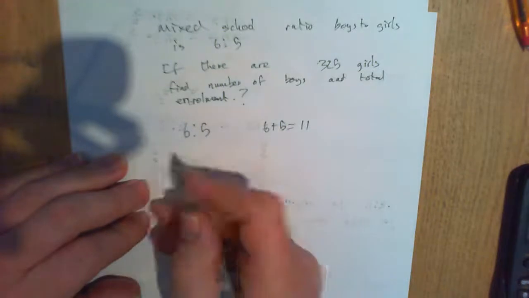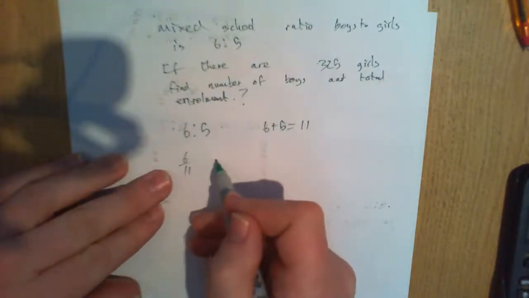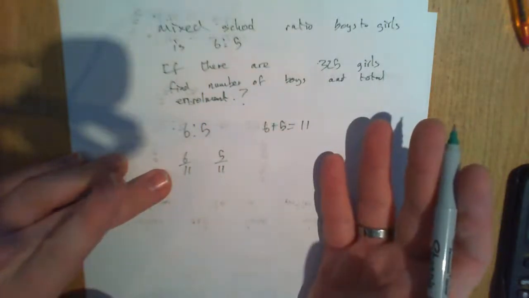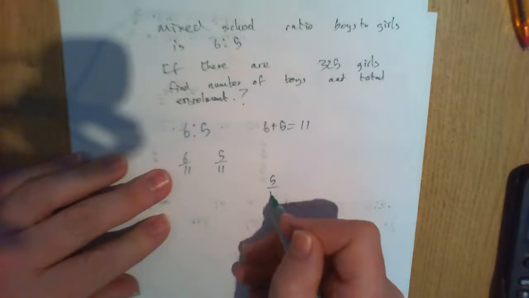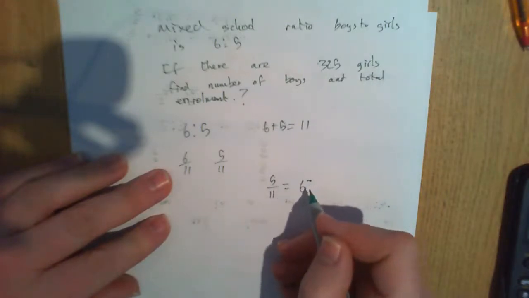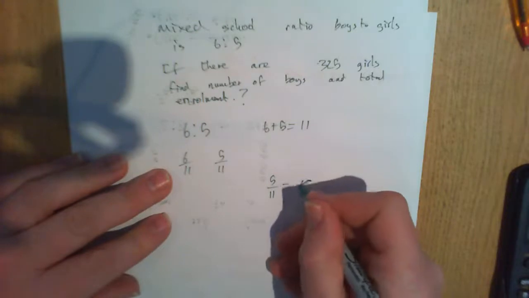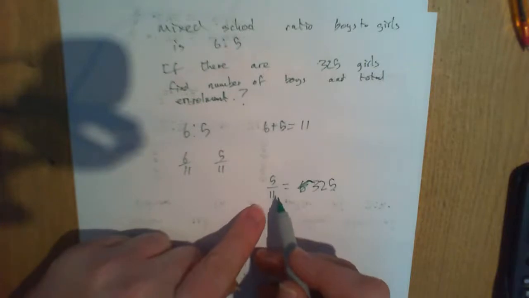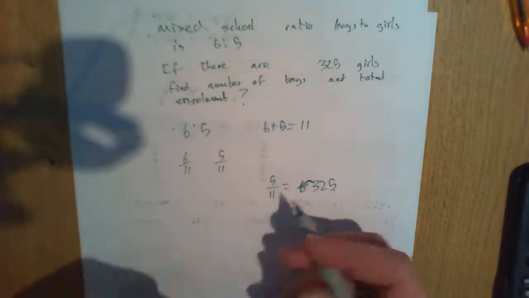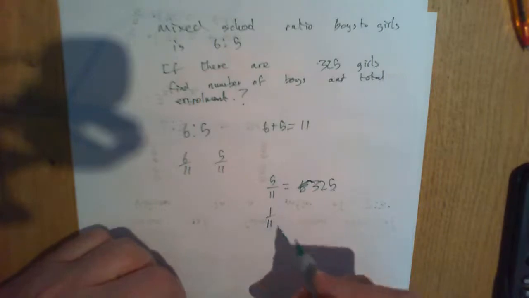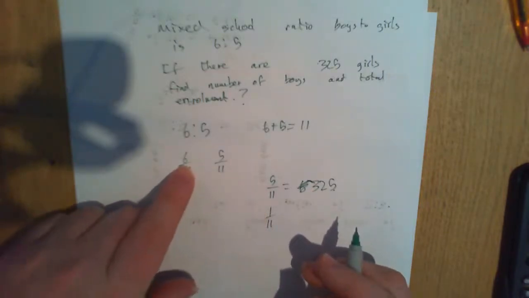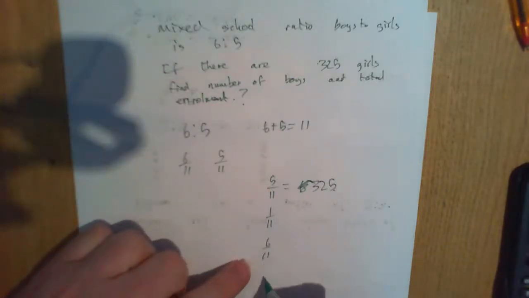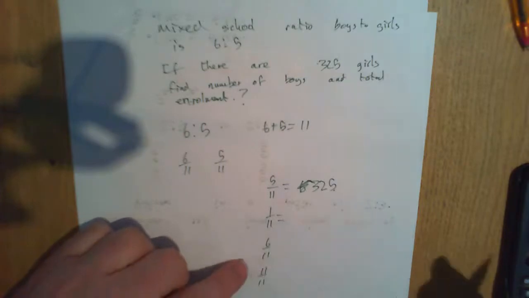So I want to know, first of all, what 1/11 is. Because if I know what 1/11 is, it's easy to find 6/11s, and obviously then it's also easy to find the total, which would be 11/11s. So 6/11s and then 11/11s. So let's find 1/11. So how would I find it? Well, 5 11ths are in there. I want 1/11, so I must divide by 5. So that's 325 divided by 5, 65.